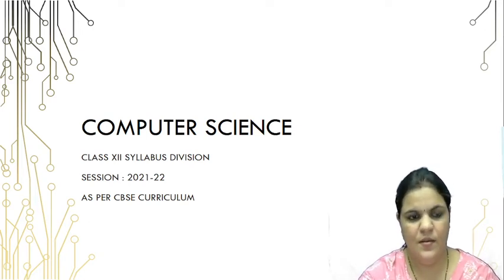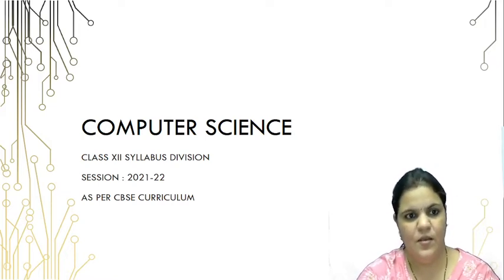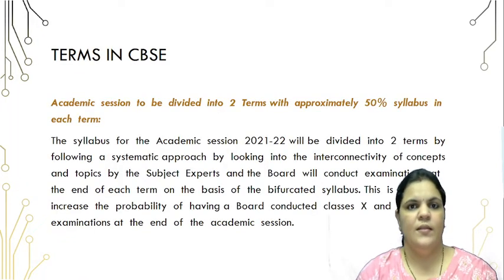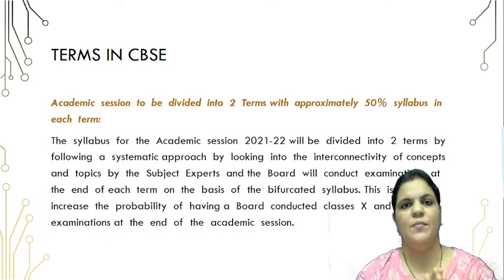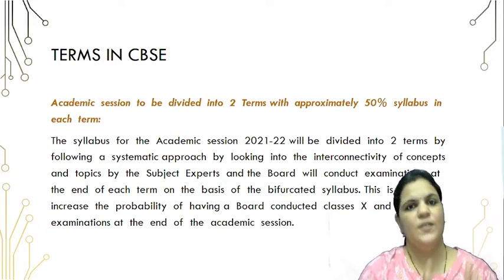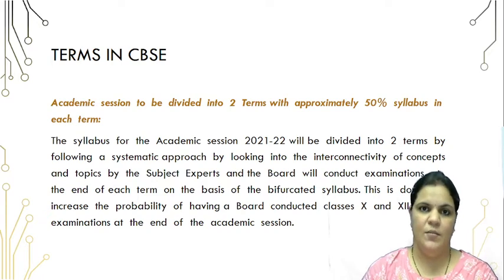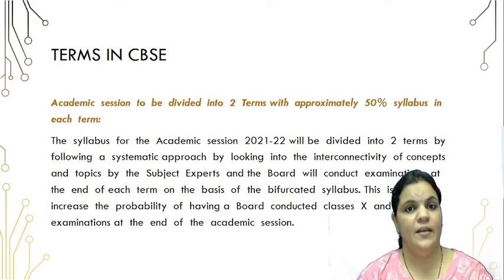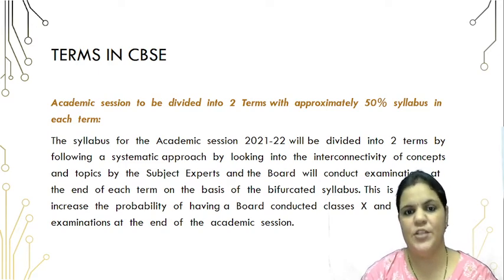Hello students, today I'll explain to you the term-wise split-up syllabus for the subject Computer Science for the session 2021-22 as per the CBSE curriculum. The CBSE has divided the syllabus into two terms. The first term comprises the syllabus of the first 50% of the subject and term 2 comprises the last 50% of the syllabus of the particular subject. The term 1 examination will be conducted in November-December while the term 2 examination will be conducted in March-April.